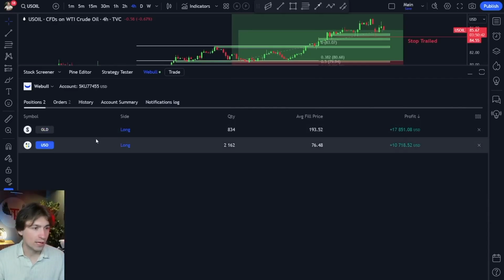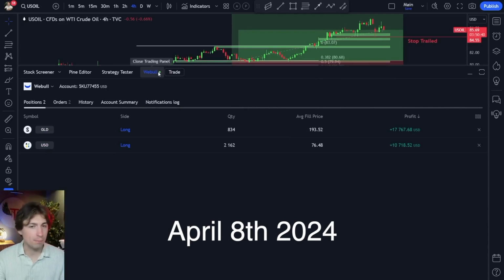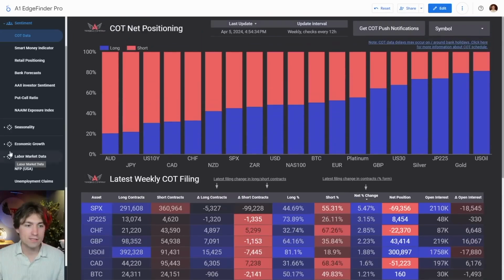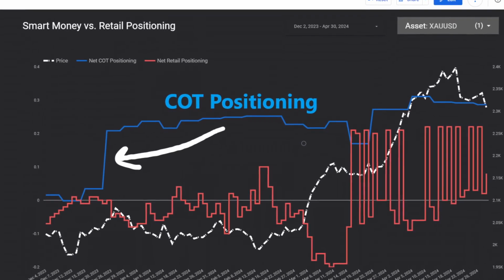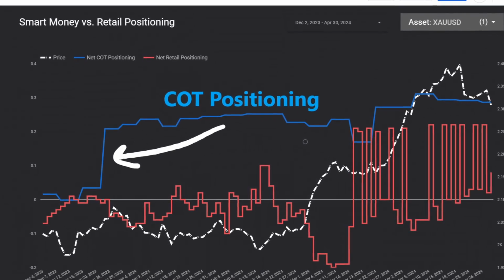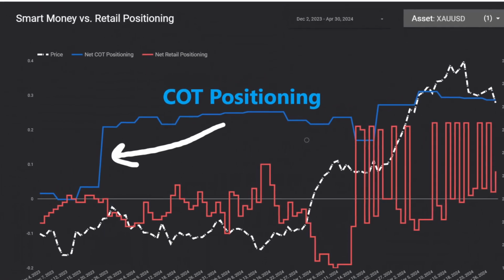This is my gold and oil trades, which are just massive trades for me. I wish all my trades looked like this. This is also giving me extra confidence with my current positions as gold and oil continue to be the most heavily bought proportionally on the list here from the commitment of traders data. So I like to see that.